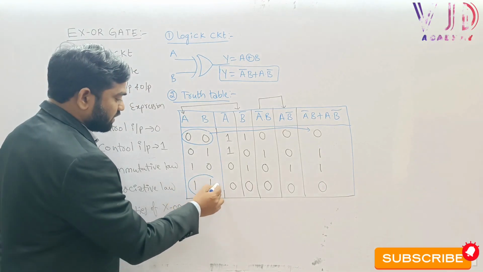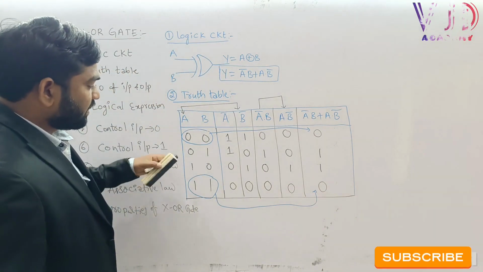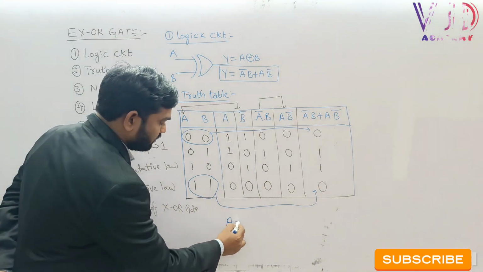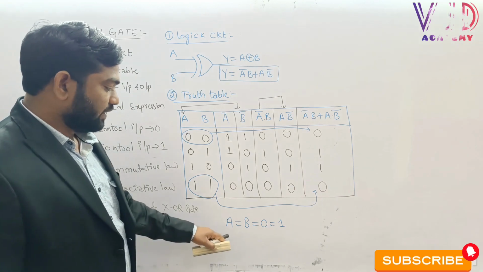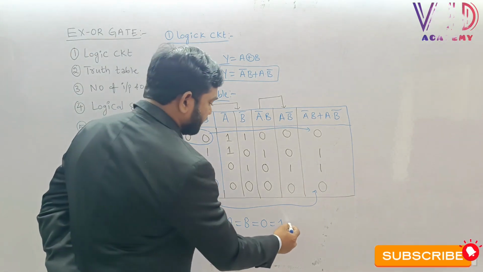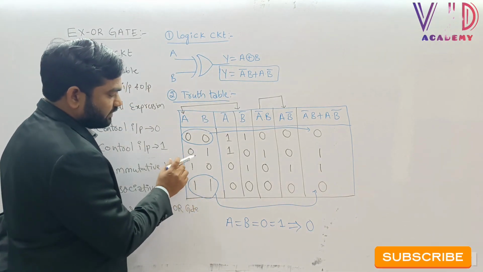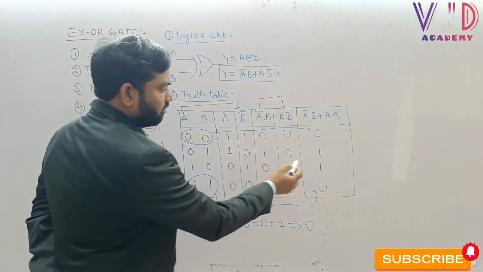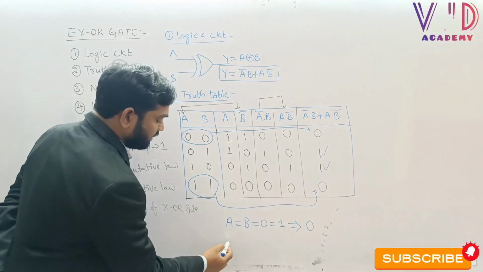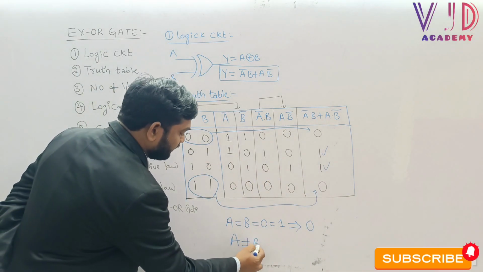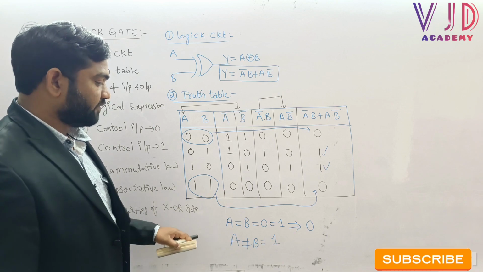And now when A equal to 1, B equal to 1, we are getting output as 0, which means whenever the inputs A equal to B, either for 0 or for 1, we are getting output as 0. Whenever, see sir, when A equal to 0, B equal to 1, the output is 1, and when A equal to 1, B equal to 0, output is 1, which means whenever A not equal to B, then the output is 1. Sir, this is the understanding from the truth table.